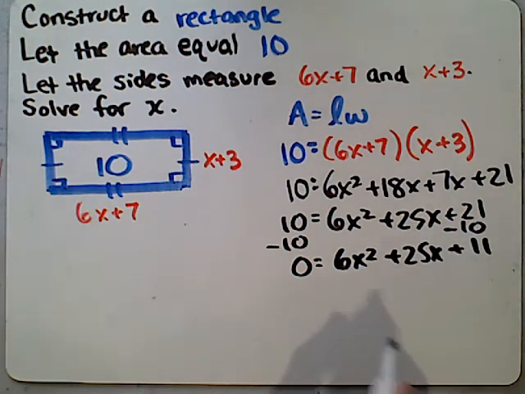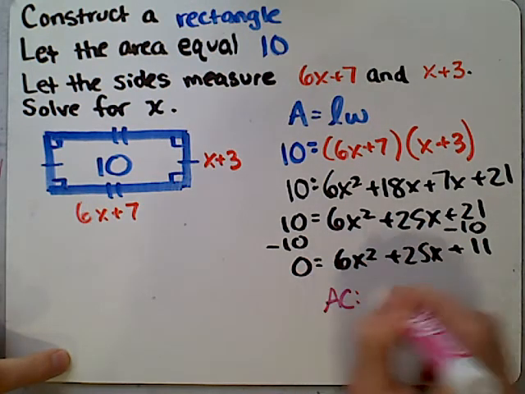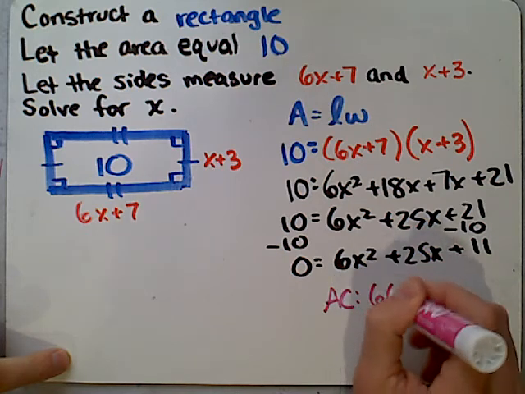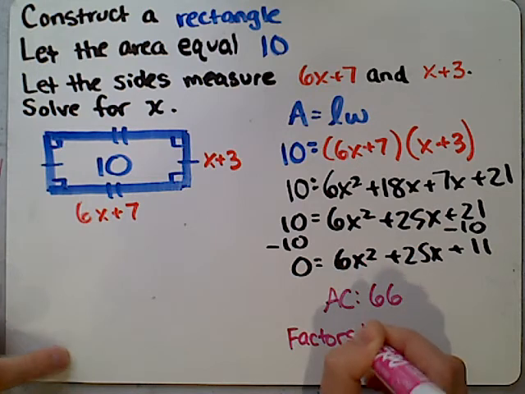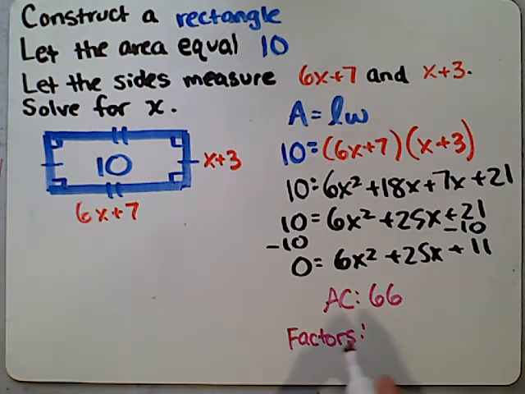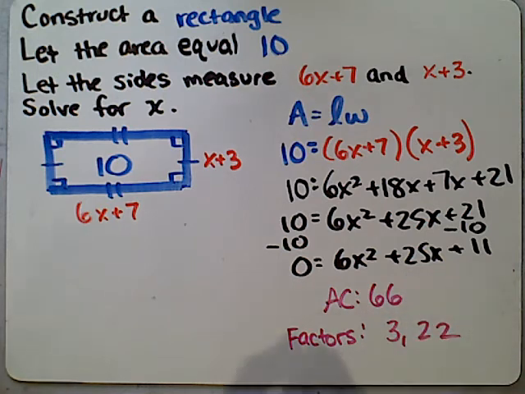Now at this point we want to do our AC method. That means to multiply a by c. So we'll multiply our 6 by our 11 to get 66. And we want to look for factors of 66 that add up to 25. Please be careful in this step. If you mess up the factors, the rest of the question will also be wrong. The two factors you should find here are positive 3 and positive 22.